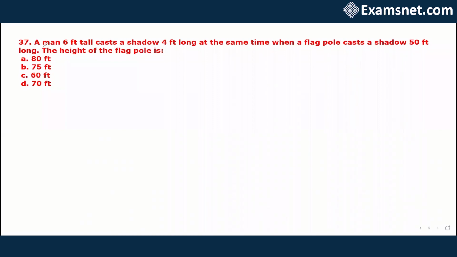Question number 37 states that a man 6 feet tall casts a shadow 4 feet long at the same time when a flagpole casts a shadow 50 feet long. The height of the flagpole is, four options are given. Since they said at the same time, the position of the sun is the same in both cases.